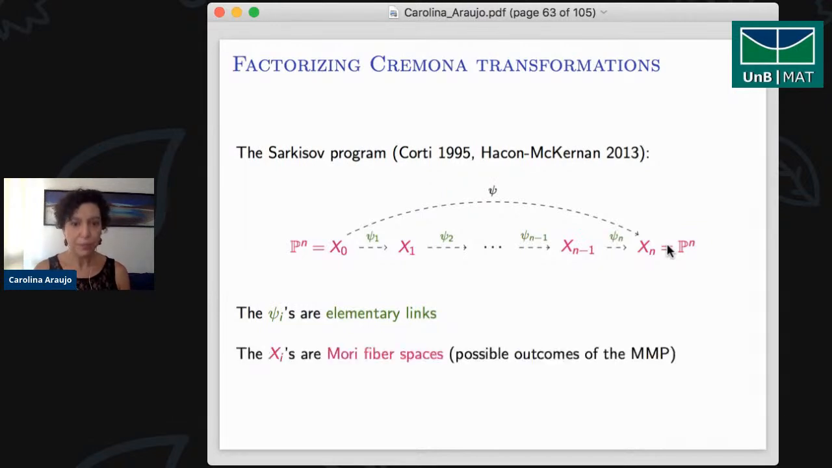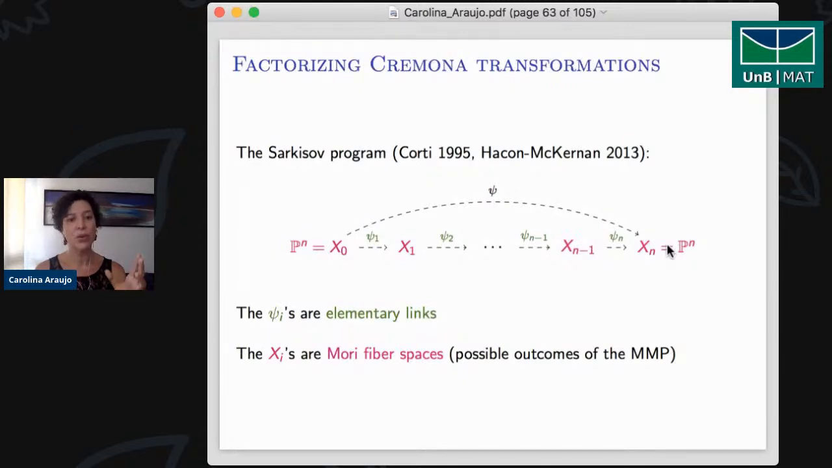But the xi's are not always Pn. We have to allow for other spaces in order to have this factorization. And what you allow for is what we call the Mori fiber spaces. So these are the possible outcomes of the minimal model program.